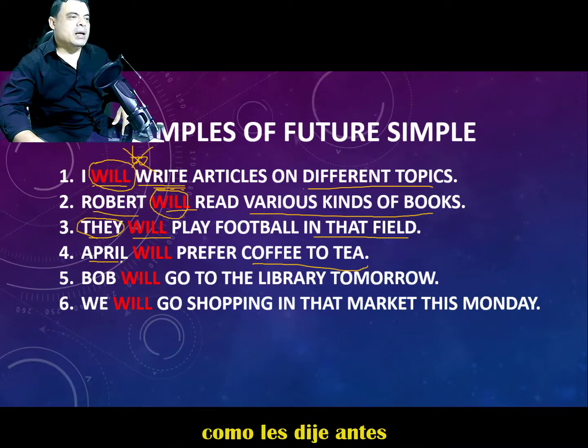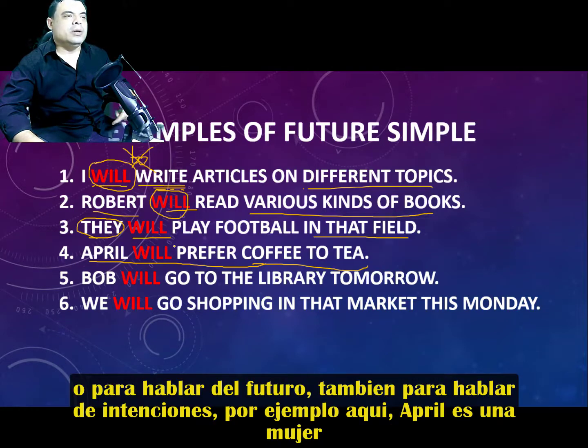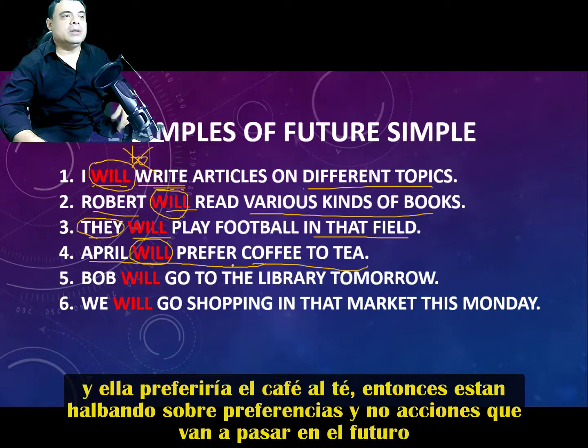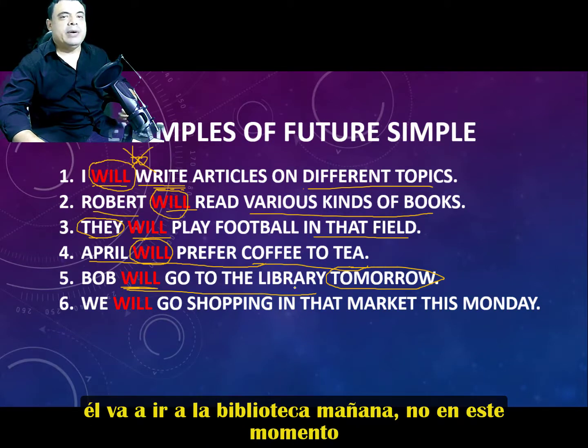April will prefer coffee to tea. So, as I told you before, will is not only for predictions or talking about the future, it's also for intentions. For example, here, April is a woman and she will prefer coffee to tea. So they're talking about preferences and not actions that will happen in the future. Bob will go to the library tomorrow. Here we can see the time expression, tomorrow. Tomorrow is the future, so we use will. He's not going to the library now. He's going to the library tomorrow. He will go to the library tomorrow.